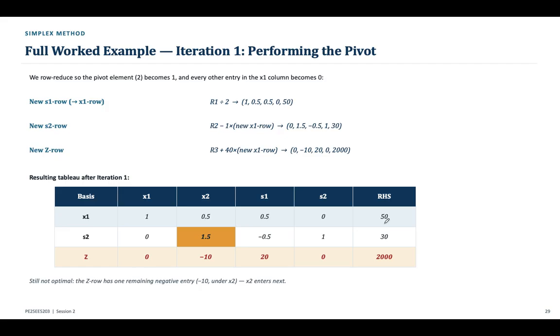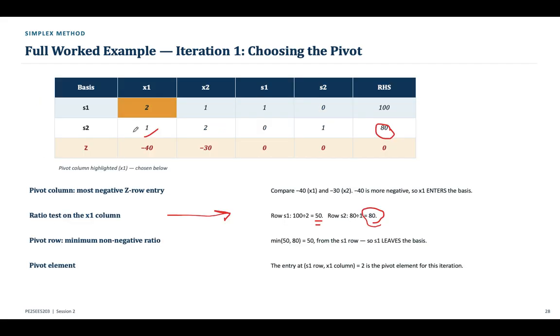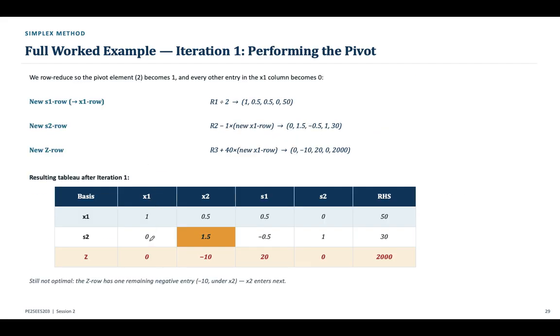Now, since x1 is the basic variable in this row, the other rows must have 0 in the x1 column. So we are making them 0 here. As you can see, you had 1 and minus 40, but we are making them 0 at this point, right?